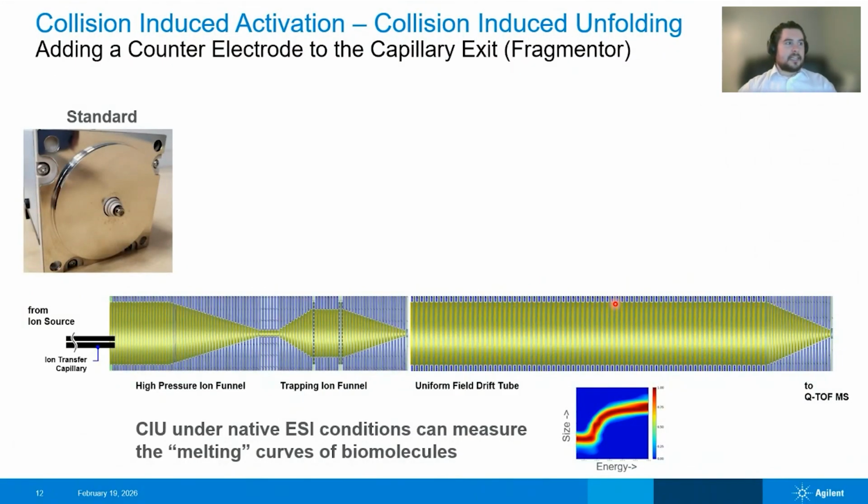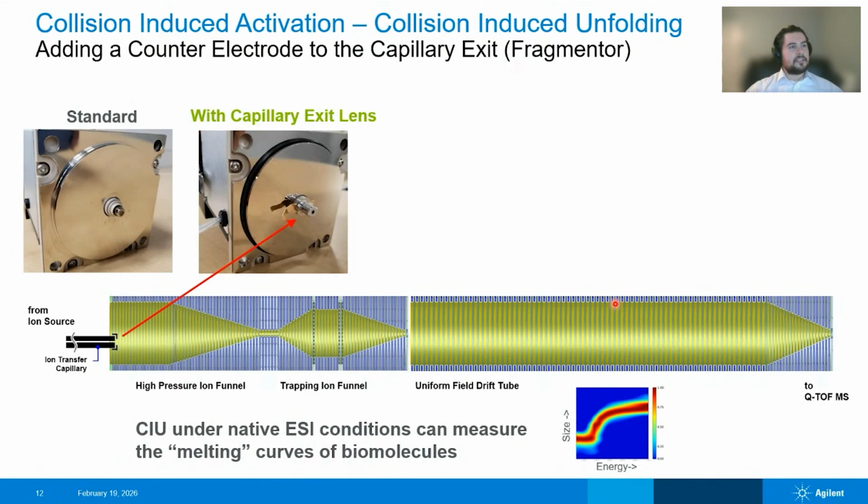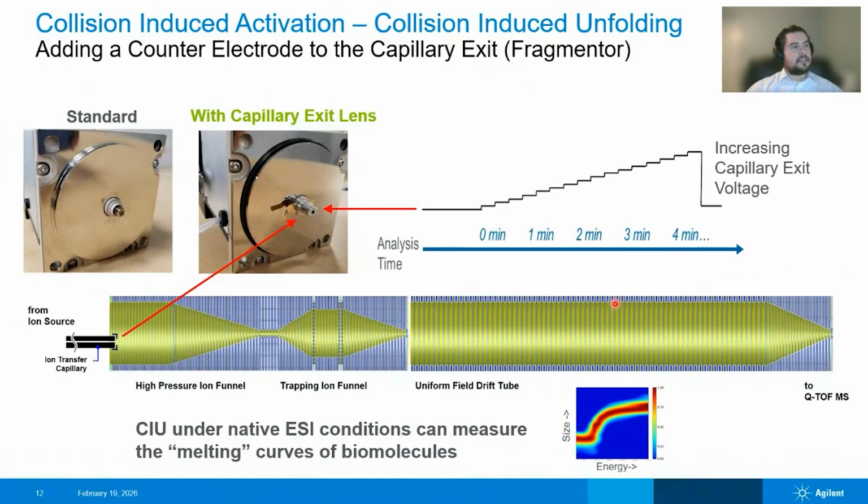And the last technique that I'll go over here is the collision-induced unfolding. If you're not familiar with this, it's largely applied to proteins and large biomolecules. Essentially, what we can do with the lens here, and if you follow Agilent's nomenclature, 6560C is the third iteration of the iMobility, and this lens was added.